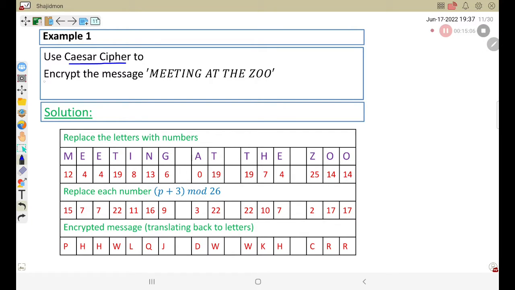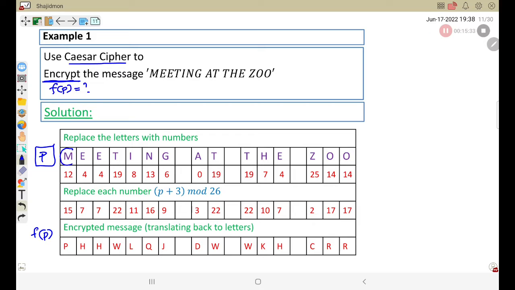So encryption, you can underline this word encryption. Encryption means we need to calculate f of p, that means the coded message, the encoded message. So we have two parts in the table, one is the p part and the second is the f of p part, because here f of p is asked. Starting from p, the plain text is given, meeting at the zoo. We write the letters like a table, so it is easy to understand. Replace the letters with the numbers.